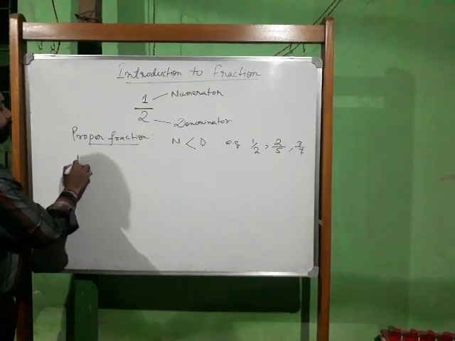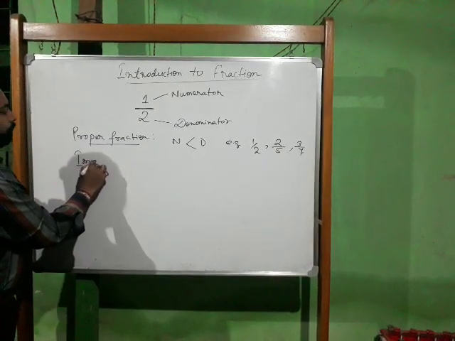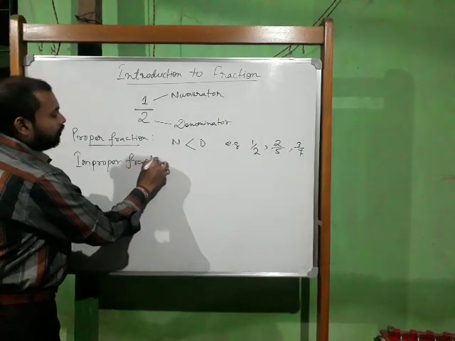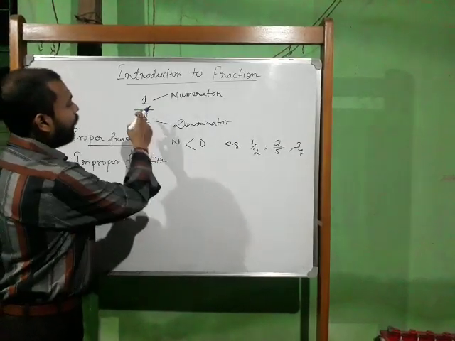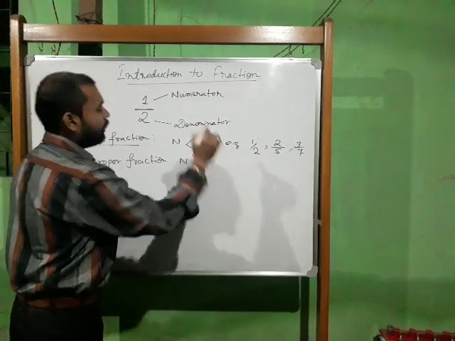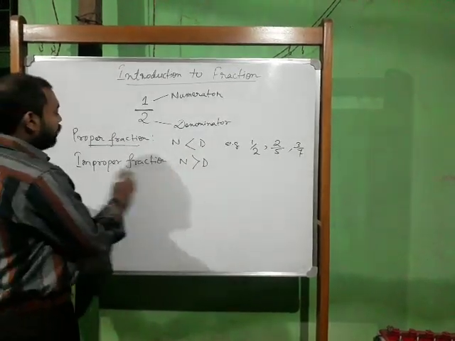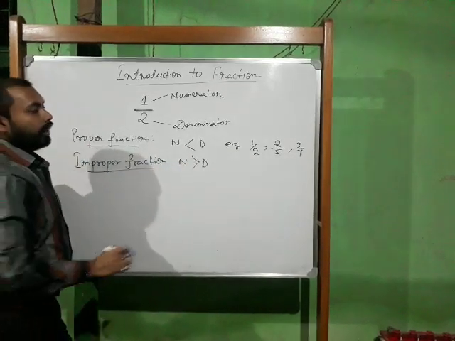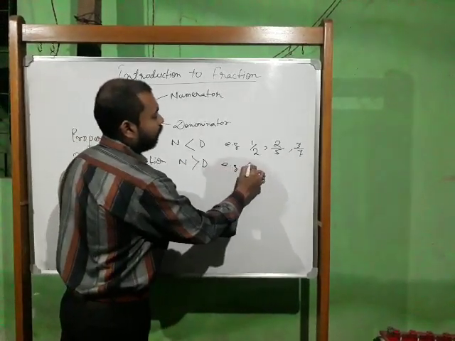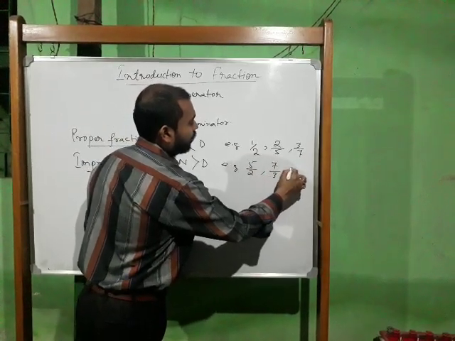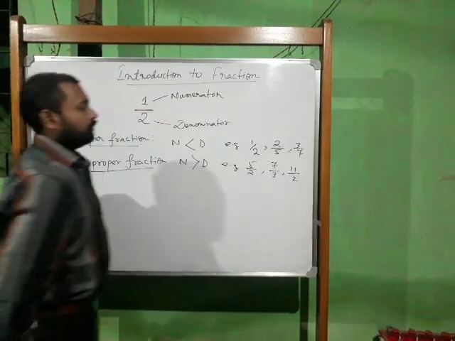Now what is an improper fraction? Improper fraction means where the numerator is greater than the denominator. That is called an improper fraction. The numerator is always greater than the denominator. For example, 5 by 2, 7 by 3, 11 by 2, etc.